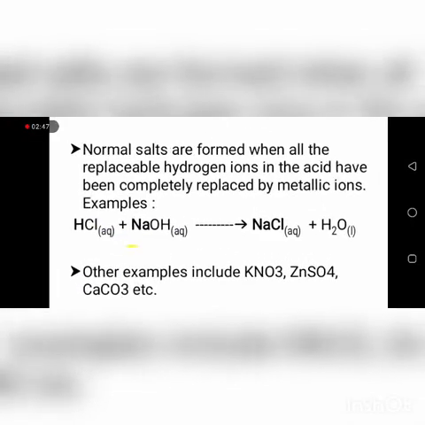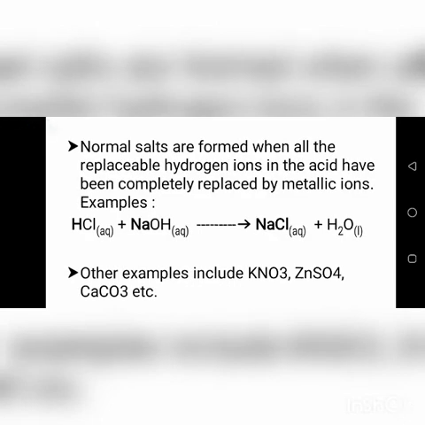Now, normal salt. Normal salts are formed when all the replaceable hydrogen ions in the acid have been completely replaced by metallic ions. So in normal salts, there is no hydrogen left from the acid. All the hydrogen has been replaced by metal, and this is shown in this reaction. When hydrochloric acid reacts with sodium hydroxide, the hydrogen there has been completely replaced by sodium to form sodium chloride. If you look at sodium chloride, there is no hydrogen left there. We only have sodium and chlorine. This type of salt is called normal salt, when all the hydrogen has been replaced by metal.